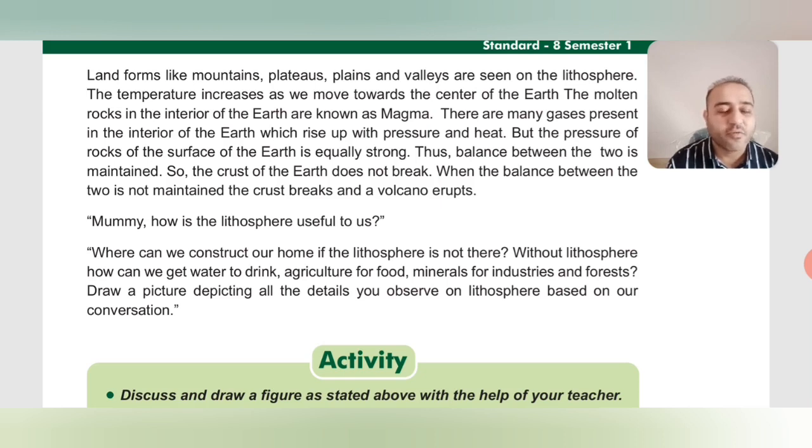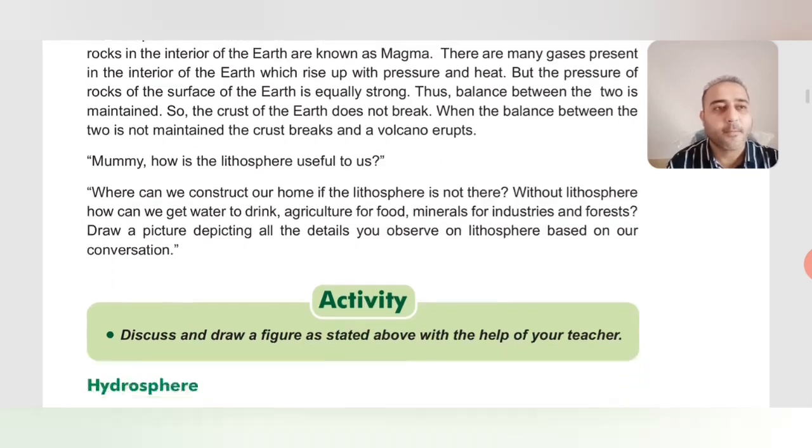Then agriculture for food, we do farming on the land from which we get our food. Then minerals, yes, again an important point, that is the minerals for industries, right? So all the minerals that we get from the earth. And the forest, so we know that forests are helpful to us in many different ways, so even the forests are found on the lithosphere. So now we'll move ahead.